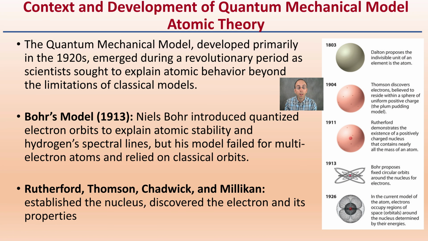With the development of any theory, you have to look at the context in which the theory was developed. This quantum mechanical model was developed primarily in the 1920s and emerged during a revolutionary period, as scientists sought to explain atomic behavior beyond the limitations of classical models. Bohr's model introduced those orbitals, with electrons traveling in a planetary model, but it failed to explain all of the details. It was a good initial step.